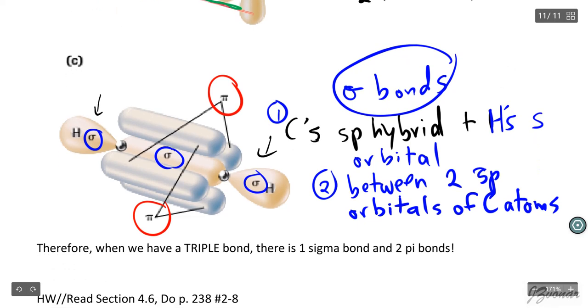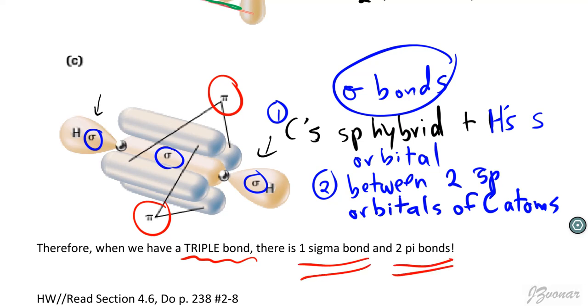So whenever we're going to form a triple bond, it will always entail 1 sigma bond and 2 pi bonds. So that initial sigma bond has to first form between the 2 carbon atoms. Once that occurs, the unhybridized p orbitals will fall into place and form our 2 pi bonds.